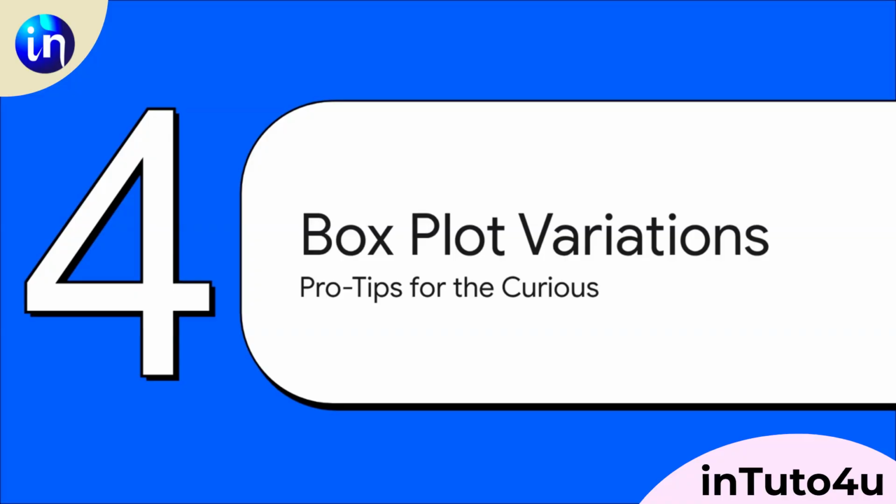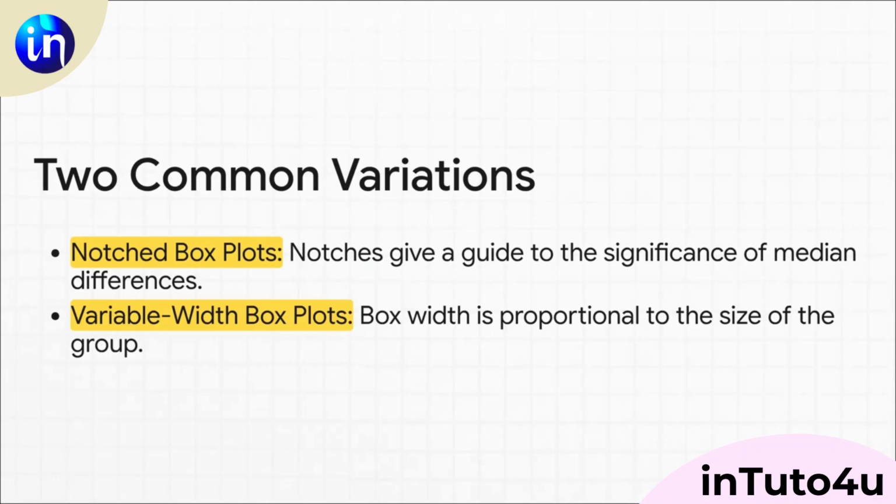And hey, for those of you who want to go a little deeper, the standard box plot isn't the end of the story. There are a couple of really clever variations that can give you even more information. 2 of the most common are notched plots and variable width plots. Okay, so notches are a cool little trick. If the notches of 2 different boxes don't overlap, it's a really strong hint that the difference between their medians is the real deal and not just random chance.